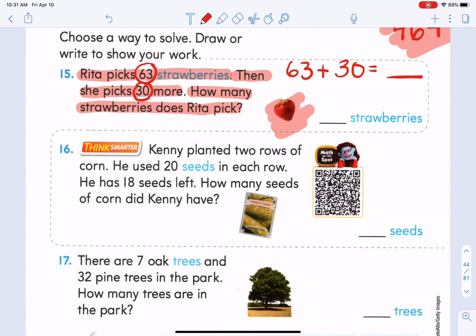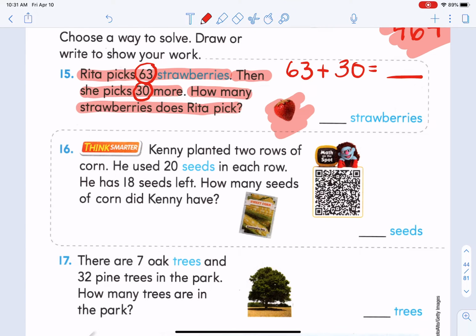What you're going to do, and you're going to have to do this on another sheet of paper where you've got room, is you're going to draw 63 with tens and ones. You're going to draw 30 with tens and ones. And then you're going to circle and count and solve.